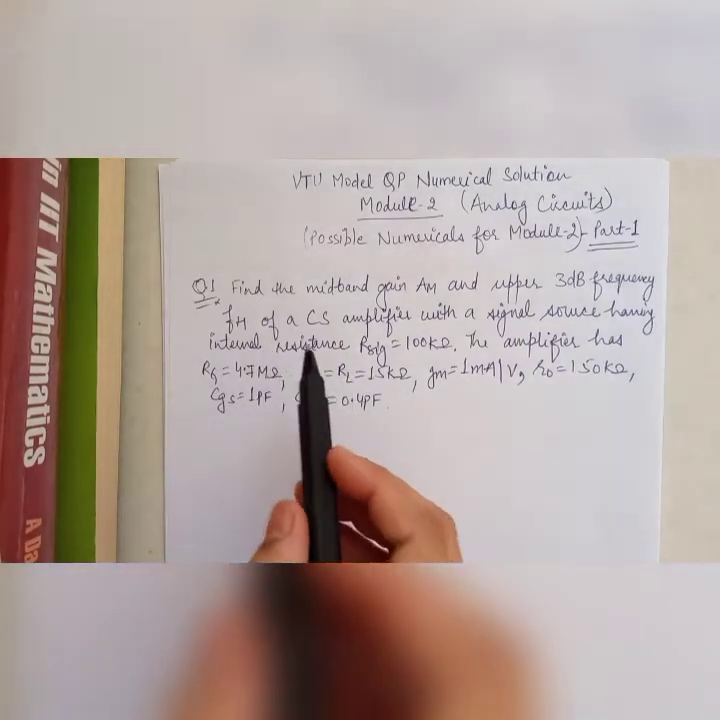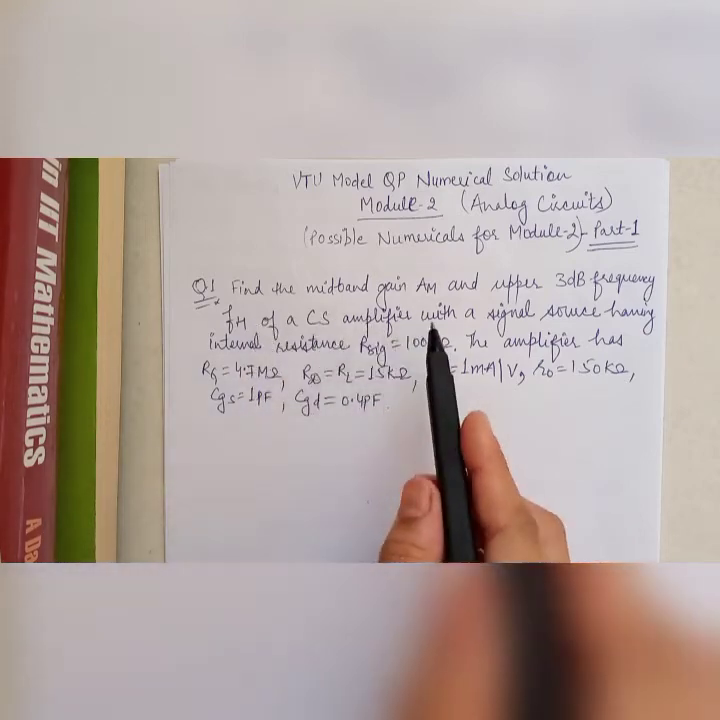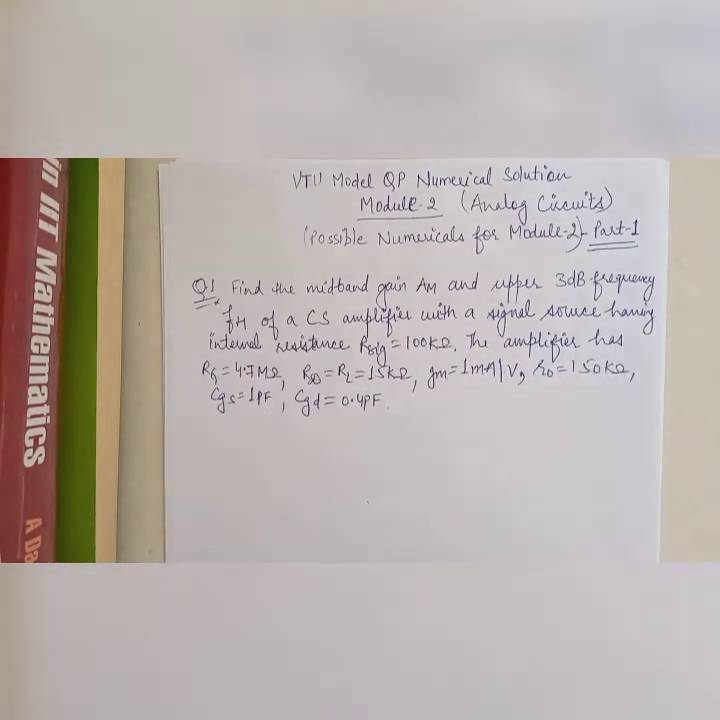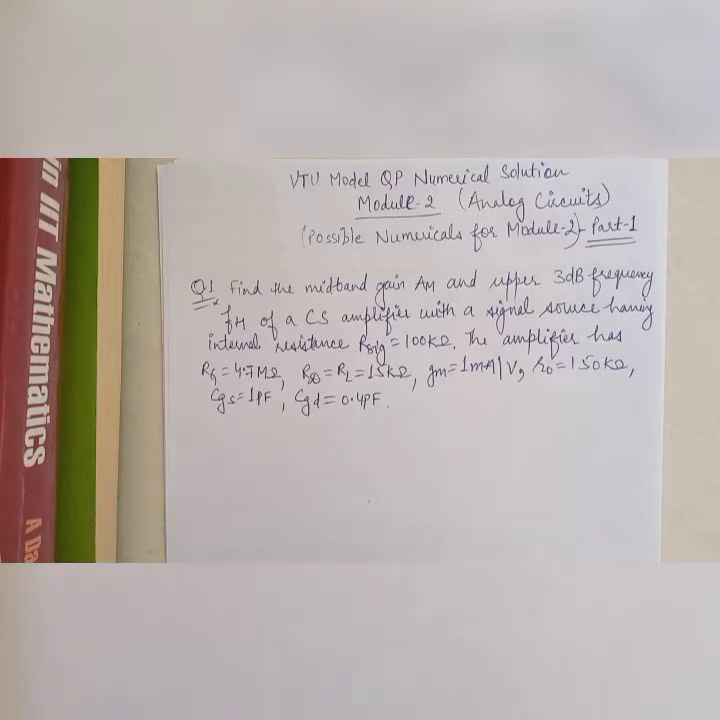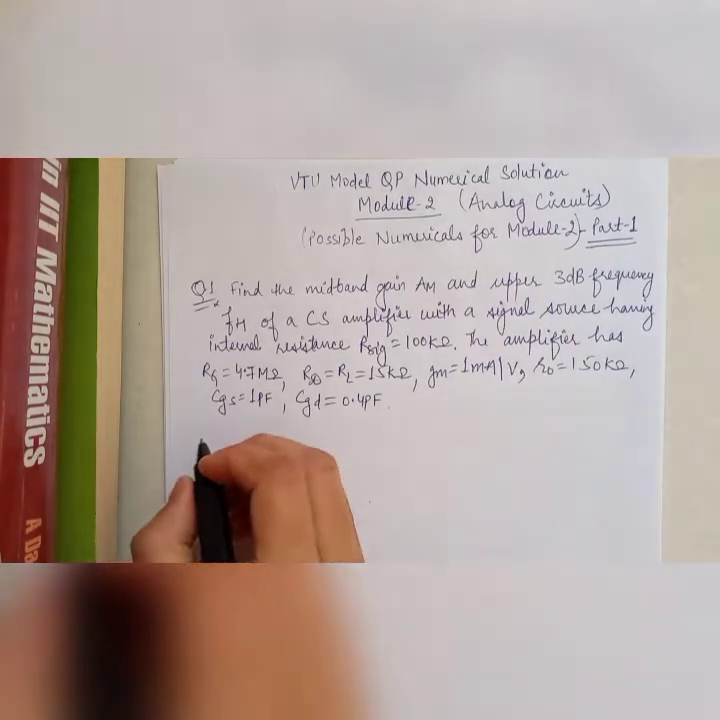So here we have a problem where it is given the mid-band gain AM and the upper 3 dB frequency FH of a CS amplifier with a signal source having internal resistance RSig is 100 kilo ohm. The amplifier has RG value of 4.7 mega ohms. The RD value and the RL is given to you 15 kilo ohm. GM is 1 milliampere per volt. R naught is 150 kilo ohm. CGS is 1 picofarad and CGD is given to you 0.4 picofarads. So this was one of the problems from your model question paper. So let's solve this problem. How to solve, I'll show you.